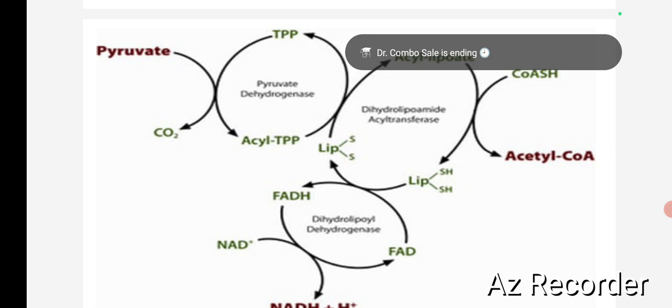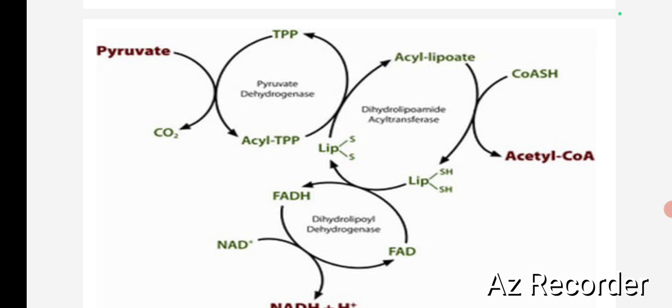The pyruvate, in the presence of thiamine pyrophosphate, liberates carbon dioxide to form the acetyl thiamine pyrophosphate. Then the acetyl thiamine pyrophosphate reacts with lipoate to form the acetyl lipoate. The acetyl lipoate then reacts with coenzyme A to form the reduced form of lipoate, which releases the acetyl-CoA.